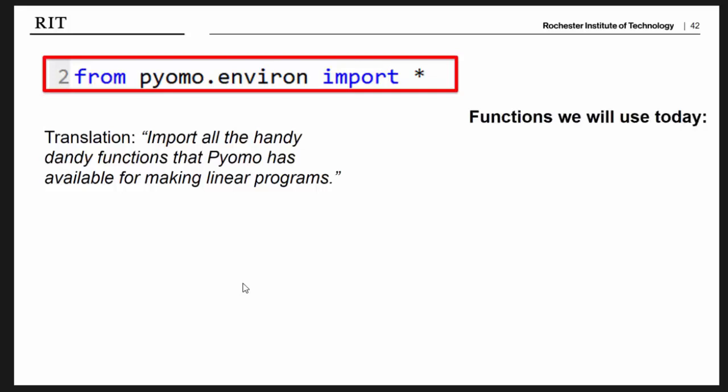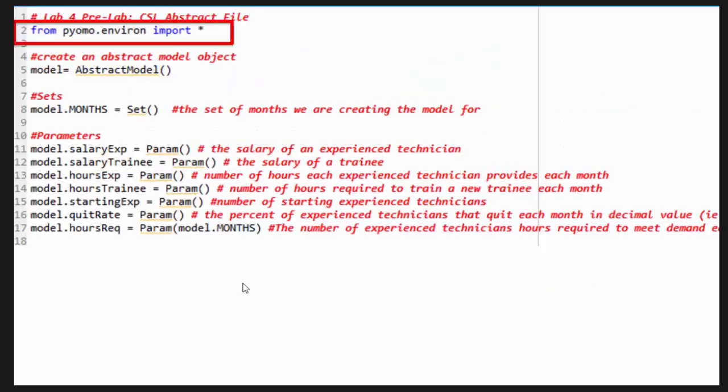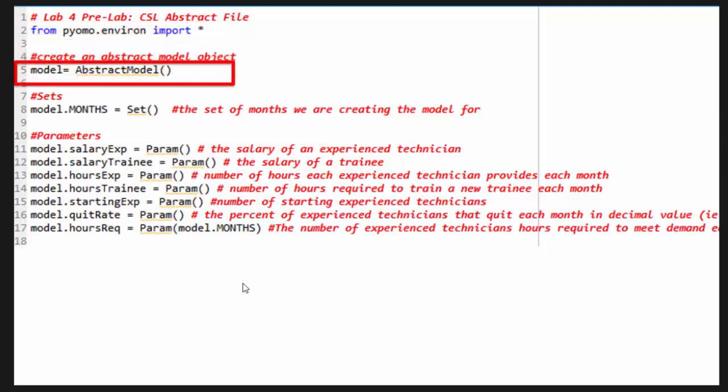And the functions we're going to be using today, one is a new one. It's called AbstractModel. We're going to use the Set function, the Param function, and then others that you've seen before, but we're going to be using them a little bit differently, are Var, Objective, Constraint, and the SolverFactory. We'll use the solve function and the display function. So after your import statement, the very next thing we need to do is create a model. So let's look a little bit more closely at this line.